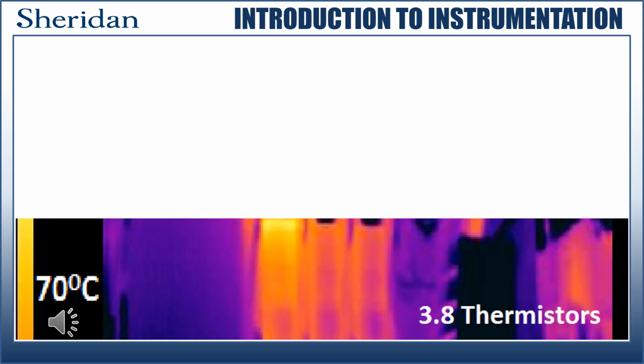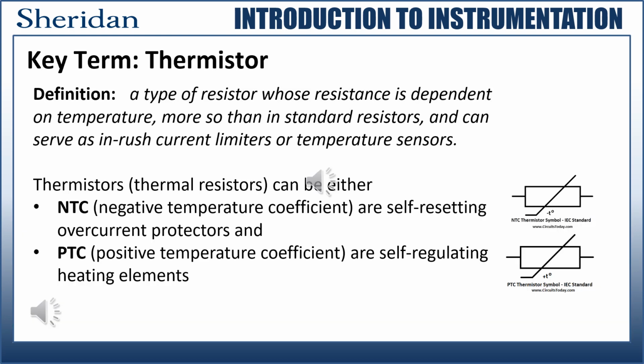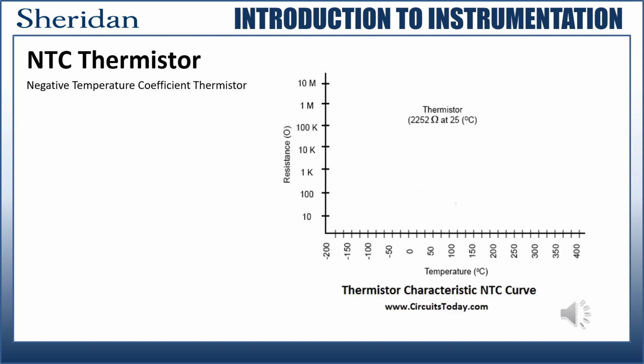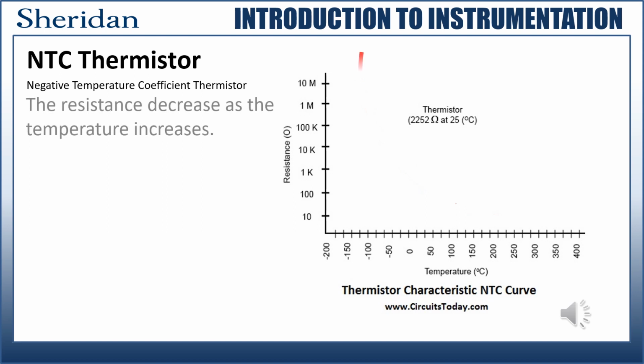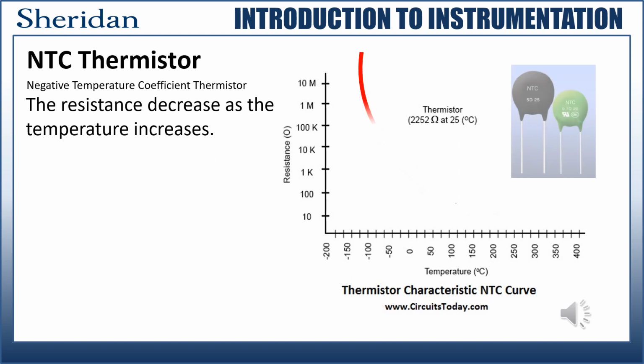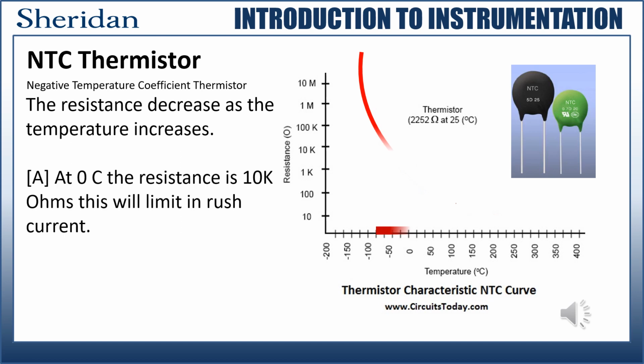Now we're going to take a brief look at another electrical thermal detector. It's called a thermistor. We learned earlier in this lesson that a negative temperature coefficient means that the resistance of a device decreases as the temperature goes up and increases when the temperature goes down. An NTC thermistor works on this principle. In practical terms, it can act as an inrush limiter or a safety trip device.